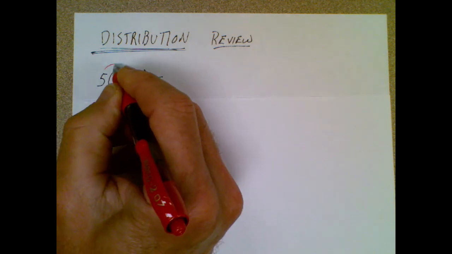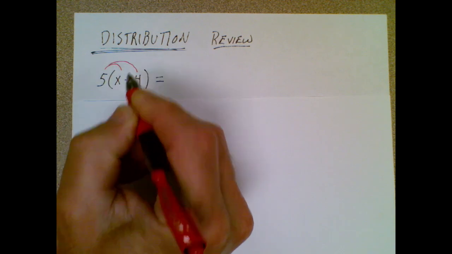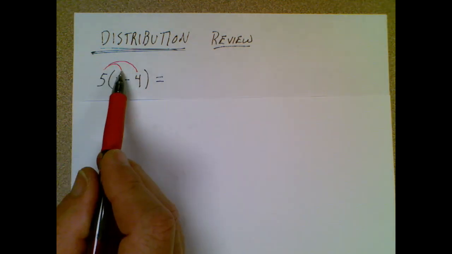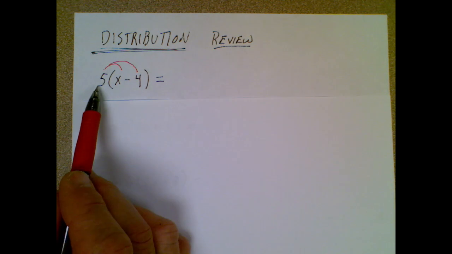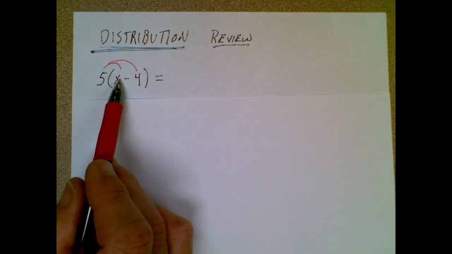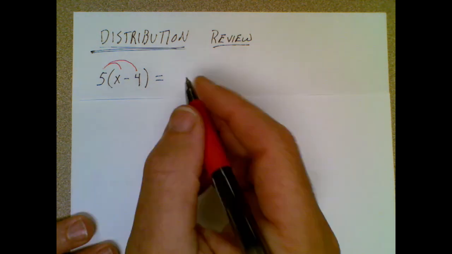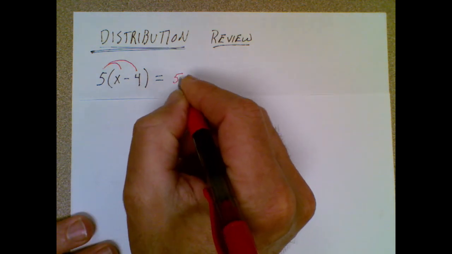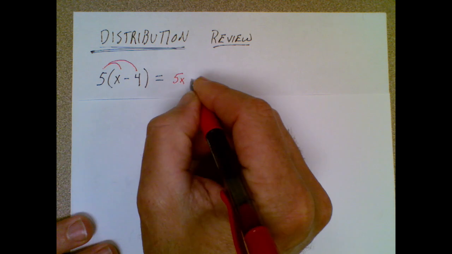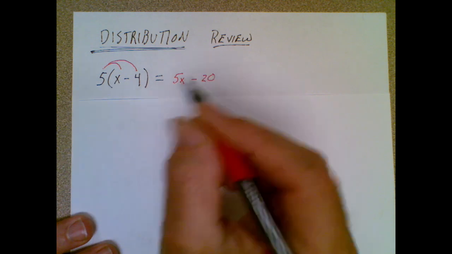I highly suggest you do this, what I would call the swoosh technique, swoosh, swoosh, so that you remember that the 5 multiplies to the x, and then the 5 multiplies to the subtract 4, and we get 5 times x is 5x, 5 times negative 4 is minus 20.